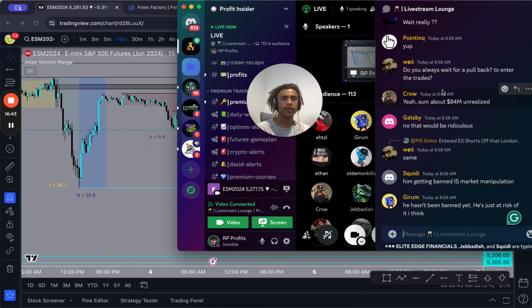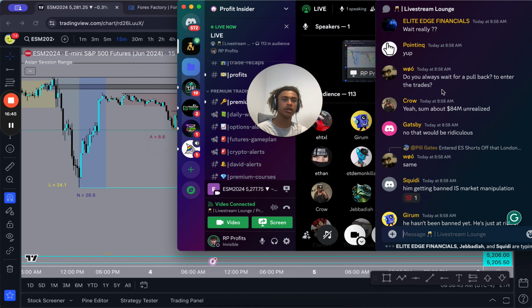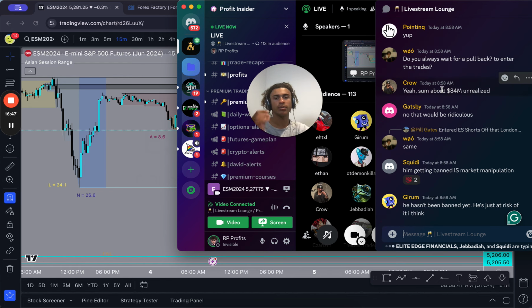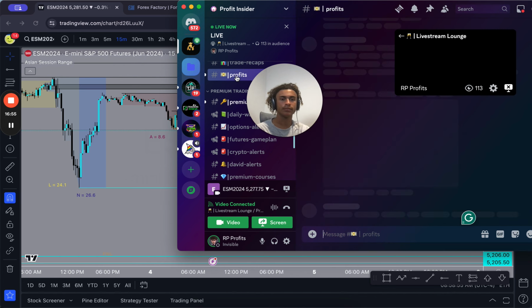Do I always wait for a pullback to enter trades? If I'm entering longs, usually yes. Except sometimes I'll trade purely based off of a bounce. So I'll see a level getting hit and I'll trade purely based off that bounce. But I'm usually waiting for a pullback.